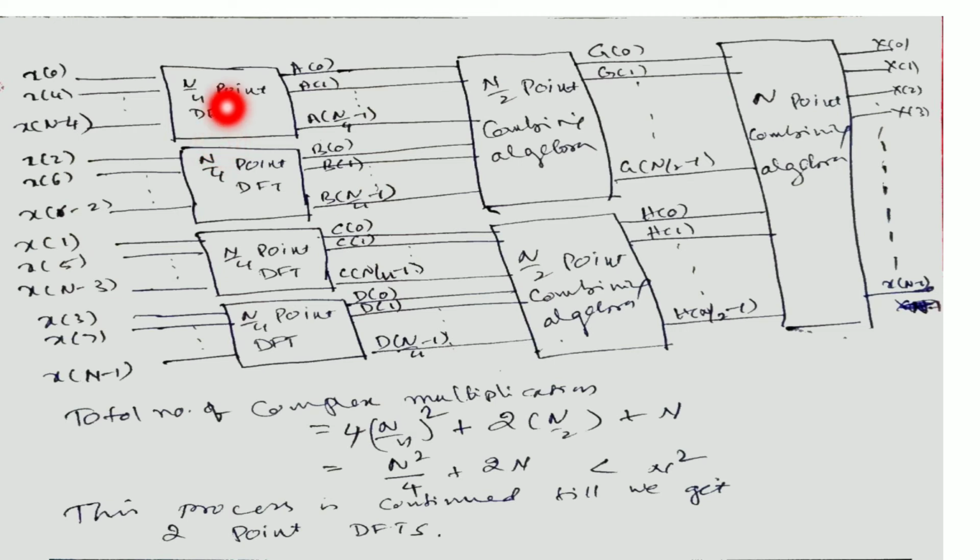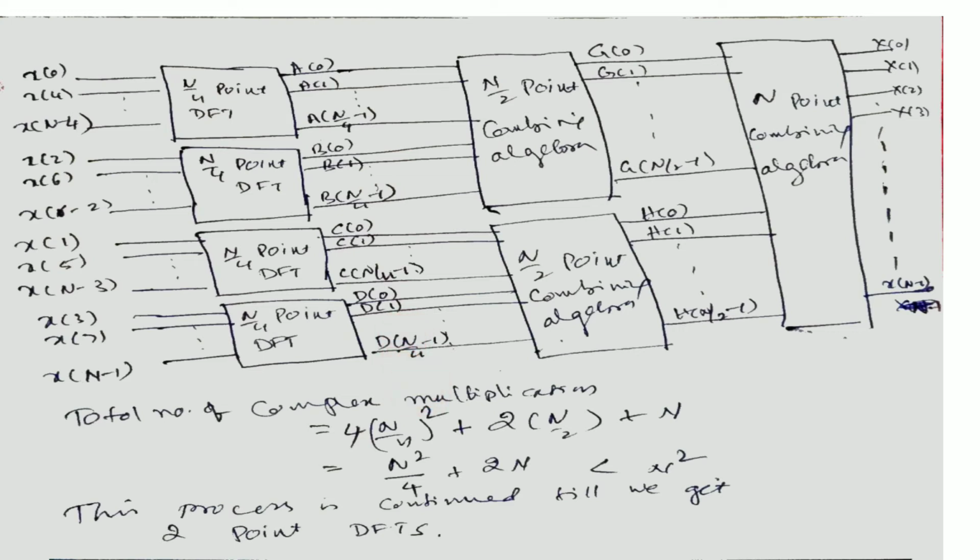So the outputs of the first n by 4 point DFT are a of 0, a of 1, etc., up to a of n by 4 minus 1. Similarly, for the second one, it is b of 0, b of 1, etc., up to b of n by 4 minus 1. For the third one, we have c of 0 to c of n by 4 minus 1. And for the fourth one, it is d of 0 to d of n by 4 minus 1.